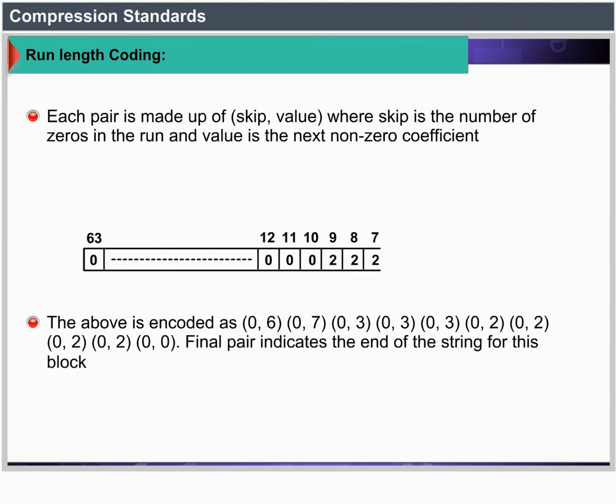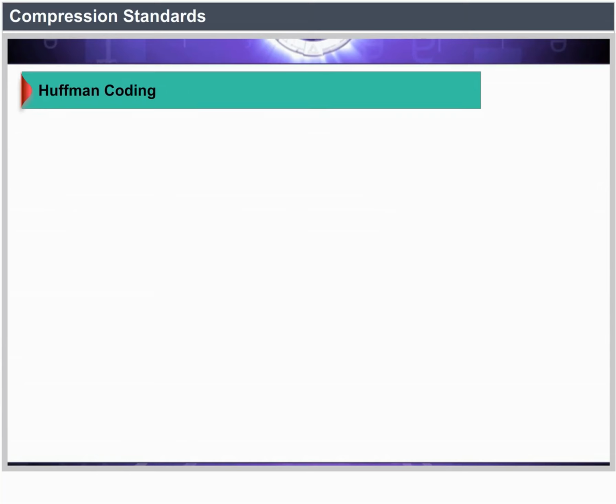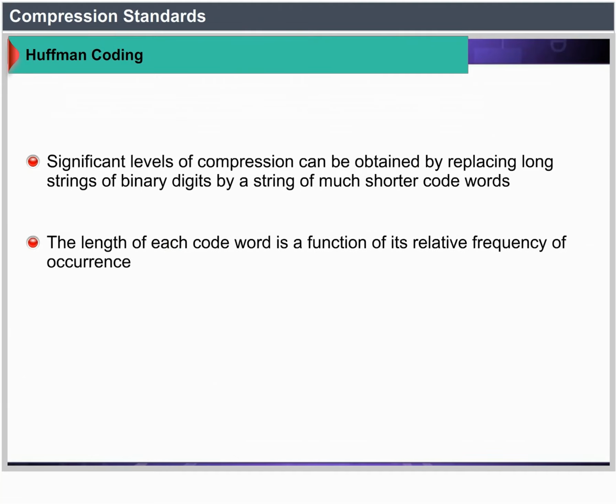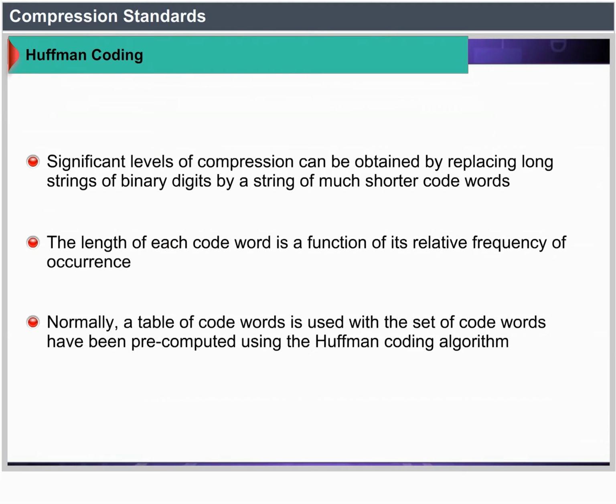Huffman coding. Significant levels of compression can be obtained by replacing long strings of binary digits by a string of much shorter code words. The length of each code word is a function of its relative frequency of occurrence. Normally, a table of code words is used, with a set of code words pre-computed using the Huffman coding algorithm.